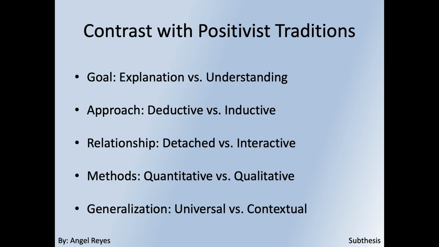Positivists maintain detachment between researcher and subject, while interpretivists recognize interactive relationships. Positivist methods are predominantly quantitative and standardized, while interpretivist methods are qualitative and flexible. Finally, positivism seeks universal, context-free generalizations, while interpretivism emphasizes contextual understanding that may be transferable but not universally applicable.